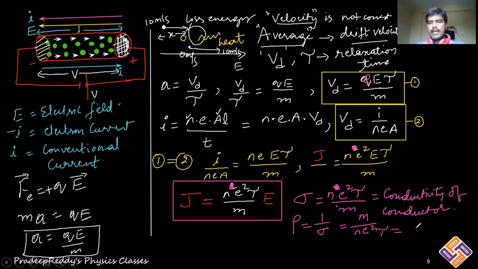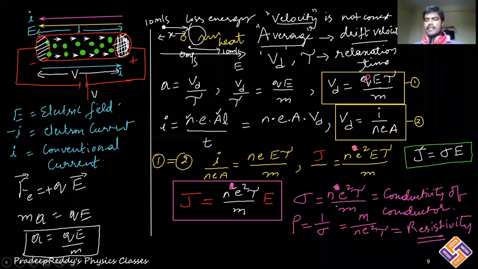This is termed as resistivity. Sigma is conductivity, rho is resistivity. And simply the final expression for this is given by J is equal to sigma E. J is equal to sigma E is the final expression which we have got.